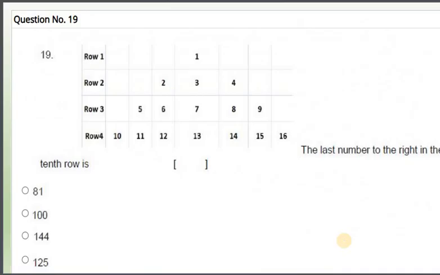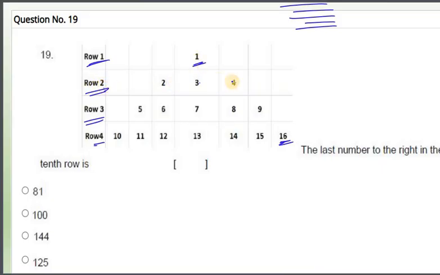Question number 19. So here what is given? This is row 1. Rows means like this: row 1, row 2, row 3, row 4, numbers arranged in lines. Row 1, 1 is there. Row 2, 2, 3, 4. Row 3, 5, 6, 7, 8, 9. Row 4, 10, 11, 12, 13. Like this. So in row 1, what is the first and last number?